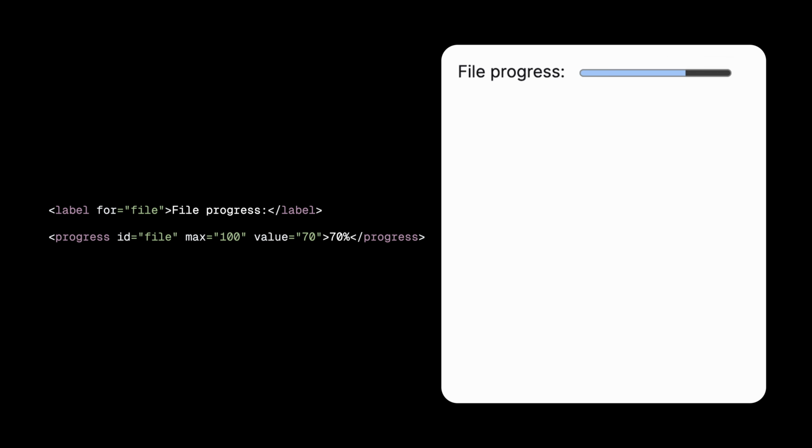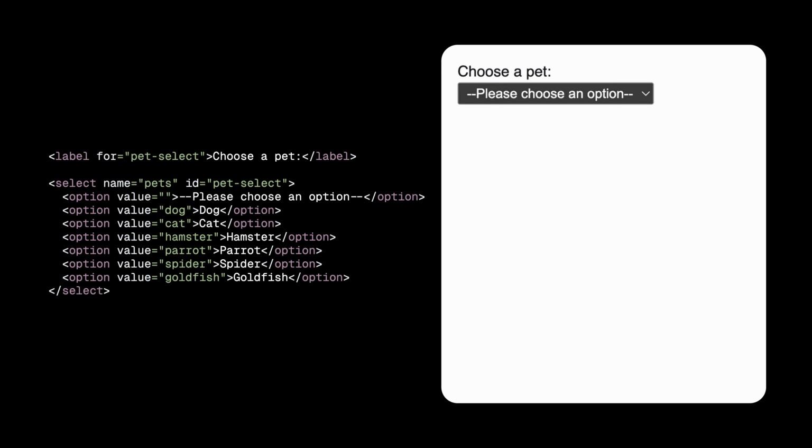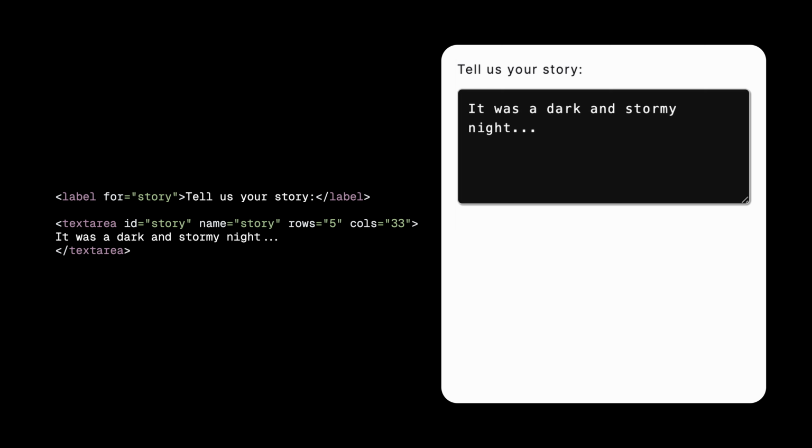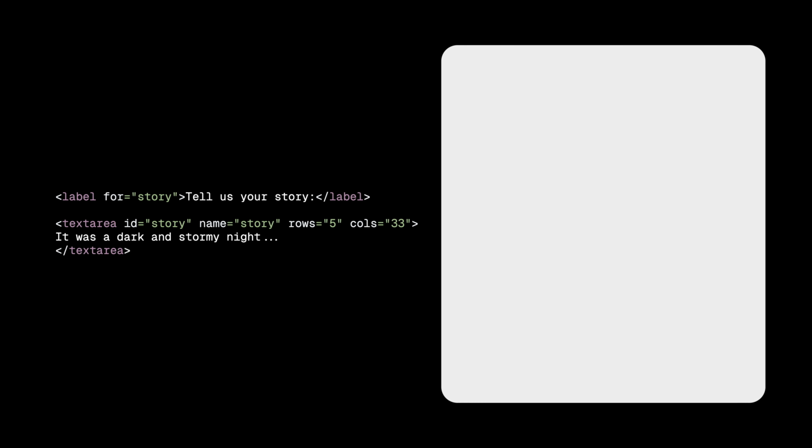Progress displays an indicator showing the completion progress of a task, typically displayed as a progress bar. Select represents a control that provides a menu of options. Text area represents a multi-line plain text editing control, useful when you want to allow users to enter a sizable amount of freeform text, for example, a comment on a review or a feedback form.